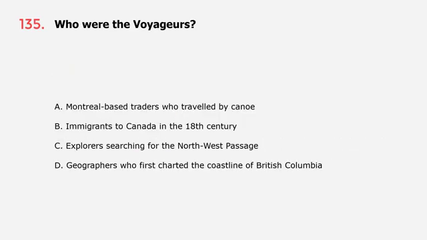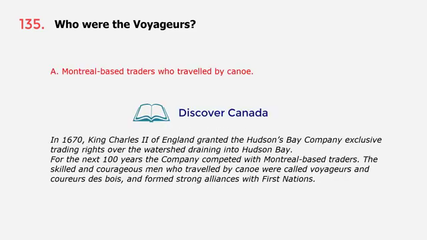Question 135. Who were the voyagers? A. Montreal-based traders who traveled by canoe. B. Immigrants to Canada in the 18th century. C. Explorers searching for the Northwest Passage. D. Geographers who first charted the coastline of British Columbia. The answer is A, Montreal-based traders who traveled by canoe.